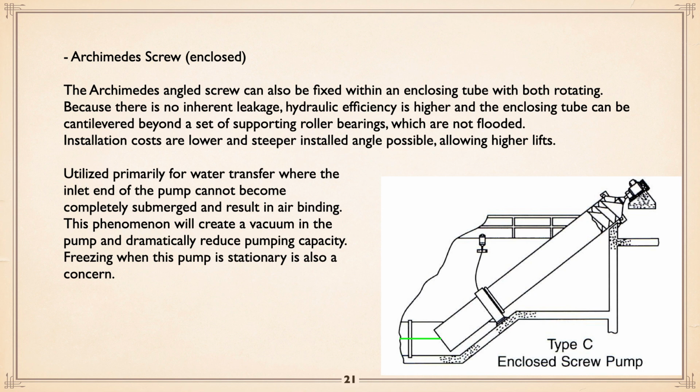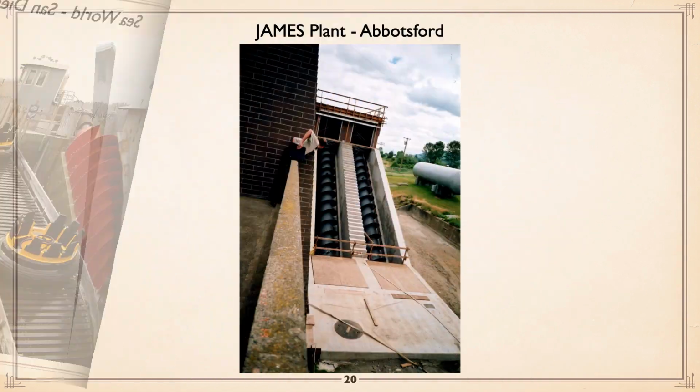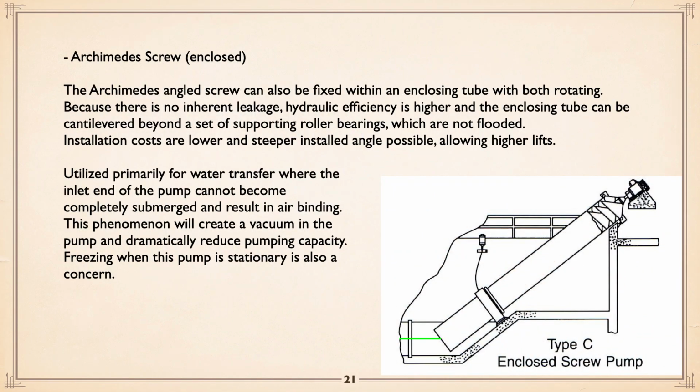Hydraulic efficiency is higher, and the enclosing tube, again, I'm going to go back for a second. If you look at these, the bottom bearing on the open one is actually underwater. That means they have to have a pressure system to lubricate that bearing. On the enclosed tube, you can actually have the bearing above water level and have the tube extend down, cantilevered down. Therefore, the bearing is not subject to flooding. Installation costs are lower. You don't have to worry about making the concrete trough, which is what they usually are, and steeper angles are possible.